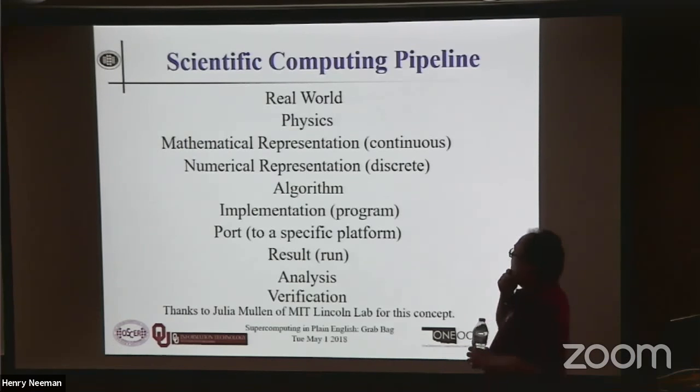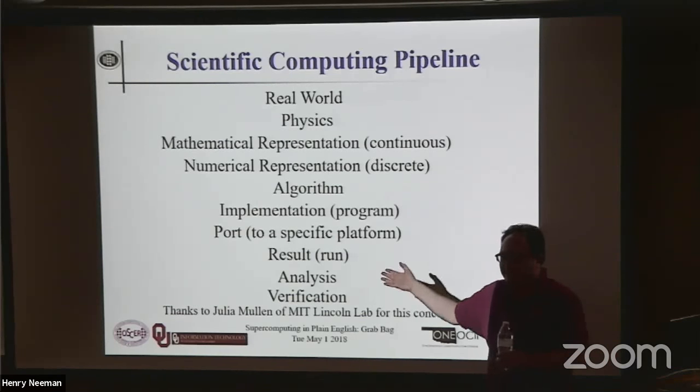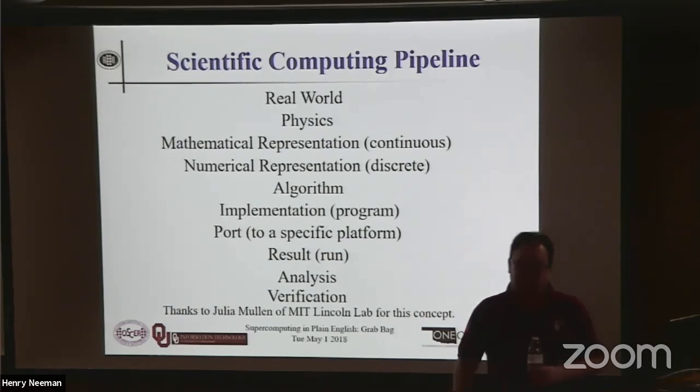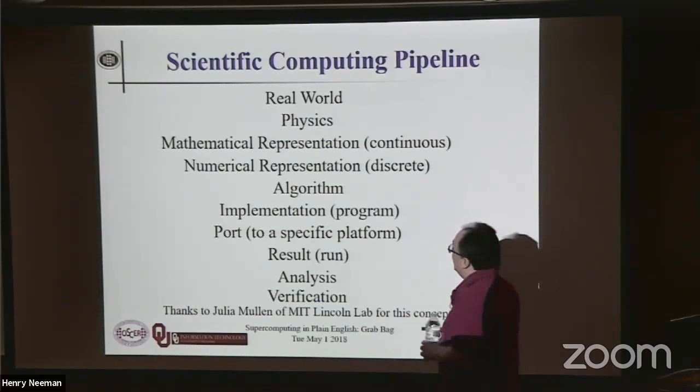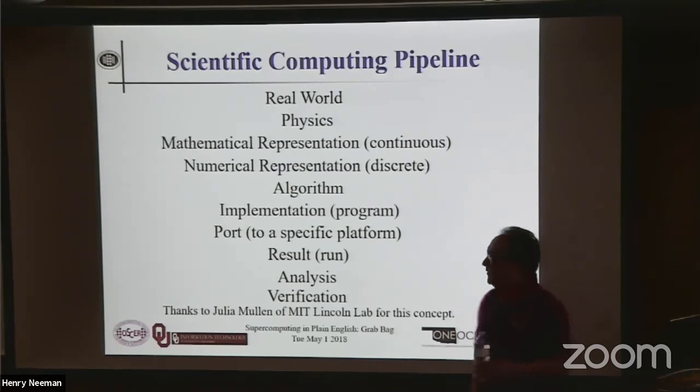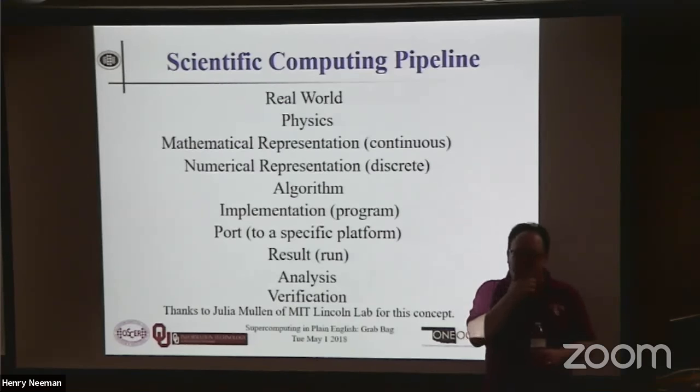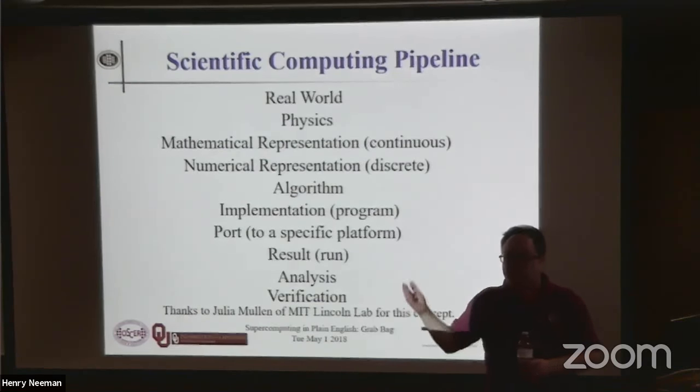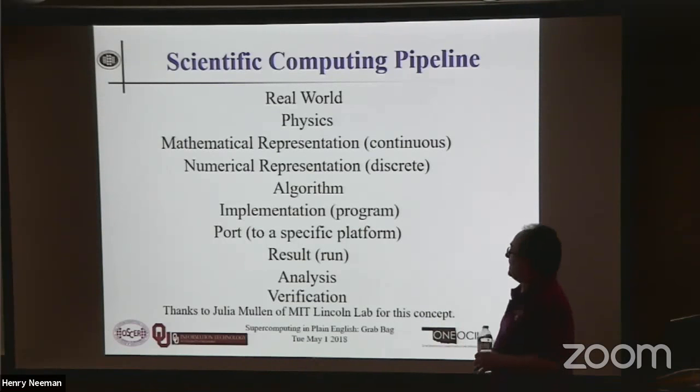Okay. So a friend, Julie Mullen at MIT Lincoln Lab, came up with this. If you think about what it is we're trying to do compared to how we do it. At the far end, we have reality: things are happening in the real world. Then there's the physics description of what's happening in the real world. And then we represent that physics with math, typically with some kind of, let's call it calculus, differential equation or what have you. But it's a continuous representation, not discrete.